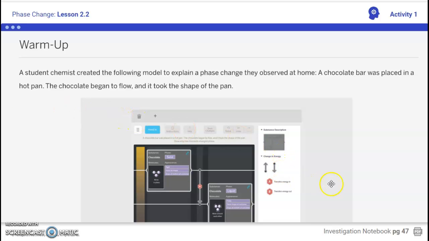In activity number 1, a chemist created the following model to explain a phase change they observed at home. A chocolate bar was placed in a hot pan and the chocolate began to flow and took the shape of the pan. In that activity, you're going to explain the changes you would make to the model in order to show correctly what changed the molecules' freedom of movement. Go ahead and pause the video now to respond to the warm-up question.